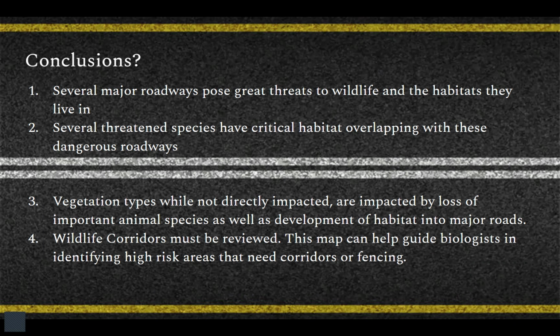So, what can we learn from this mapping project? First, several major roadways pose great threats to wildlife and the habitats they live in. Several threatened species have critical habitats overlapping with these dangerous roadways. Vegetation types, while not directly impacted, are impacted by loss of important animal species as well as development of habitat into major roads. Wildlife corridors must be reviewed.